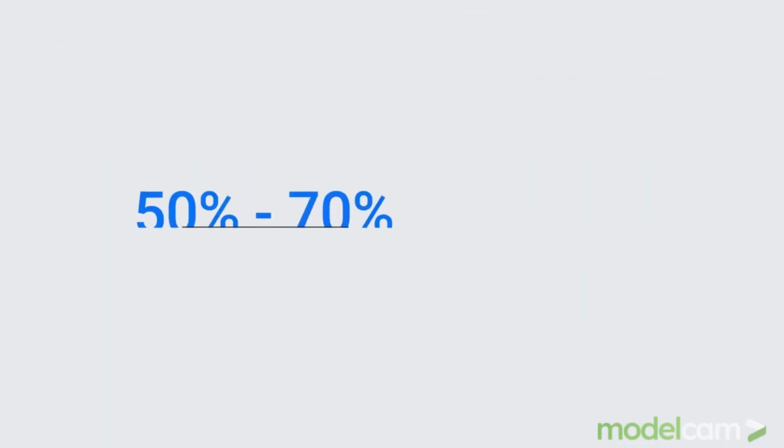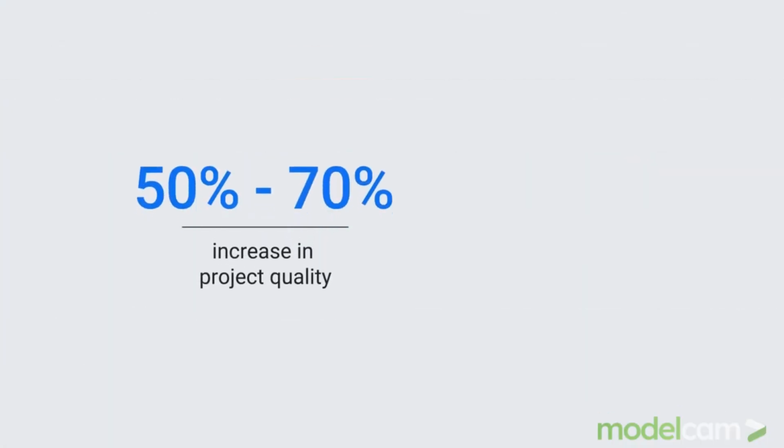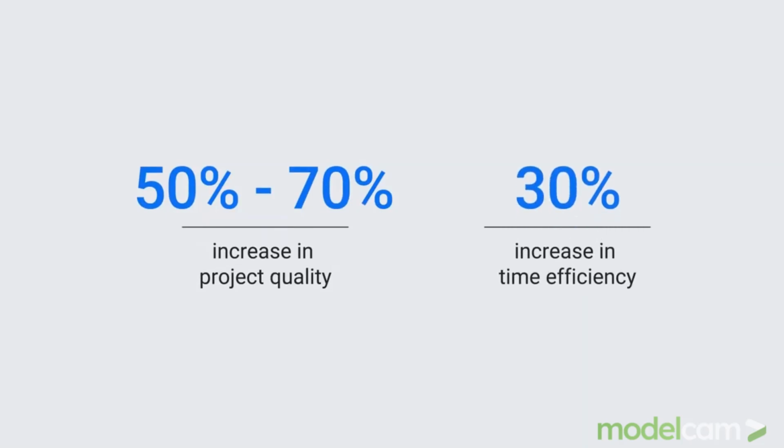For V26, we believe that we've taken a step forward, delivering improved value beyond immediate features and functions to customers' overall engineering manufacturing processes. When taken together, we believe that we're delivering some real tangible customer benefits. Some of those we've seen in the field include a 50 to 70% increase in project quality and standardization, and a 30% increase in time efficiency.